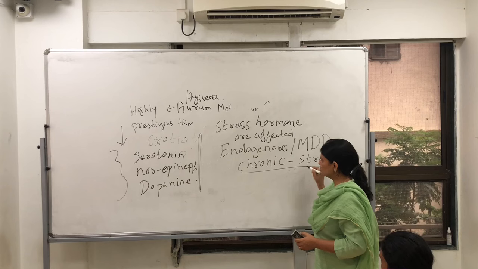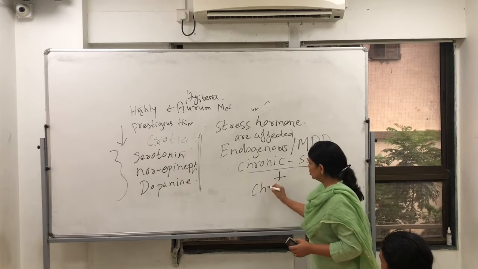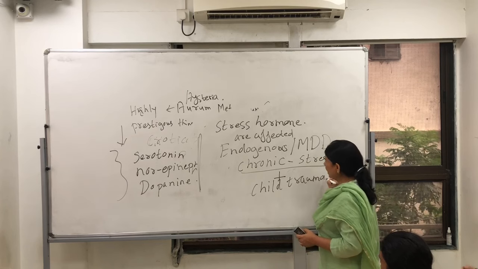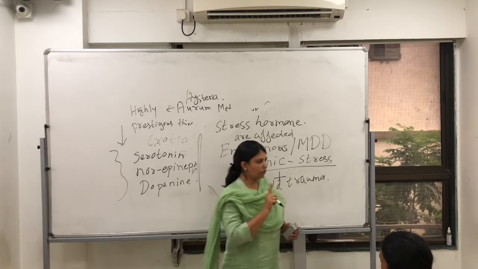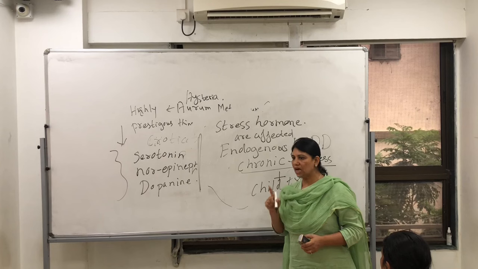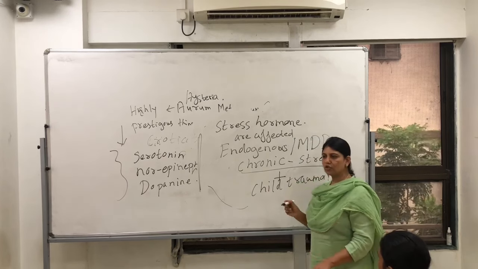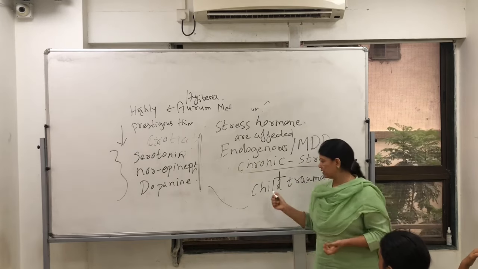Chronic stress, as well as child trauma, is very important in disturbing the stress hormones. So if your stress hormones have been disturbed, you should always ask the patient for a history of the childhood. There may have been sexual abuse or anything else that happened in the childhood.